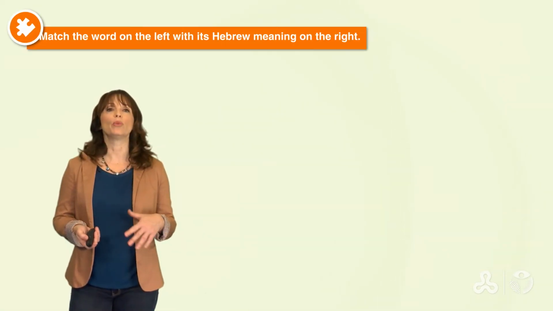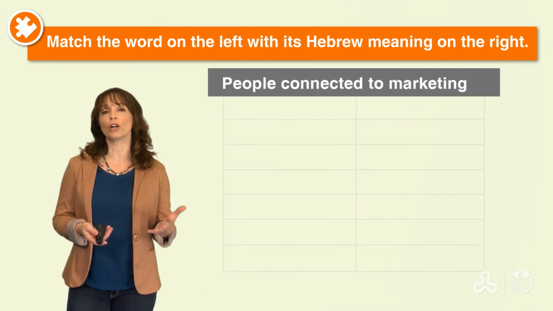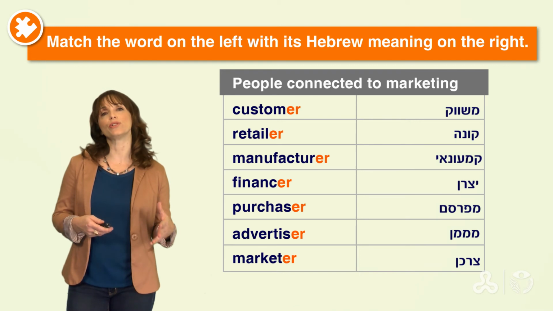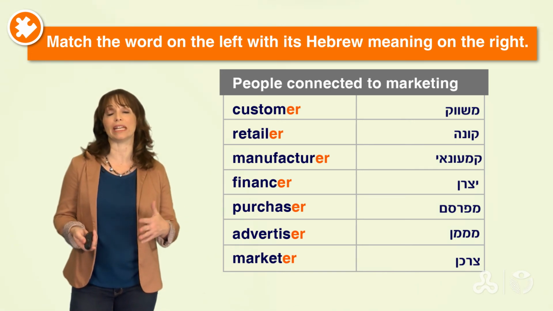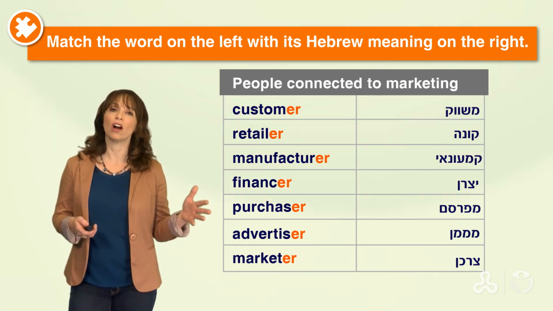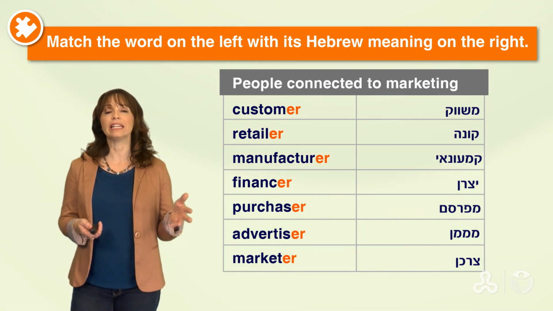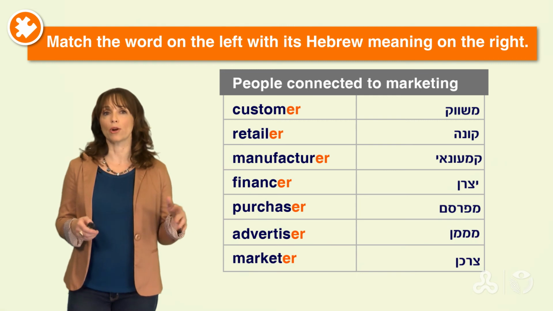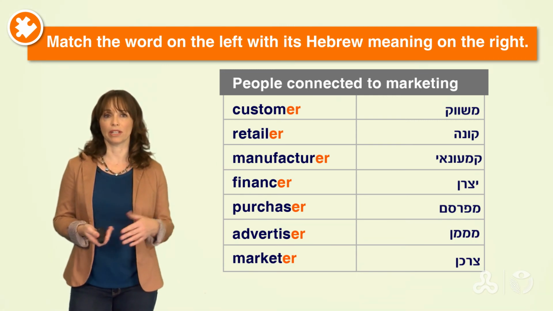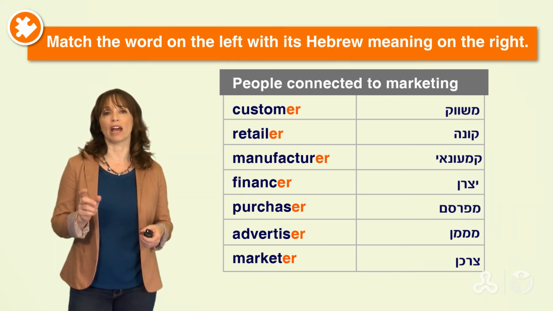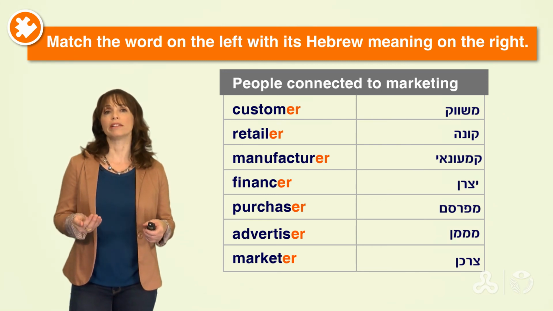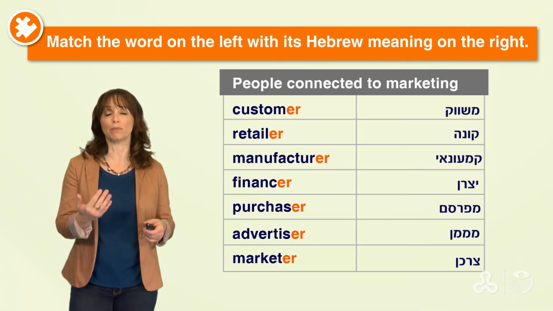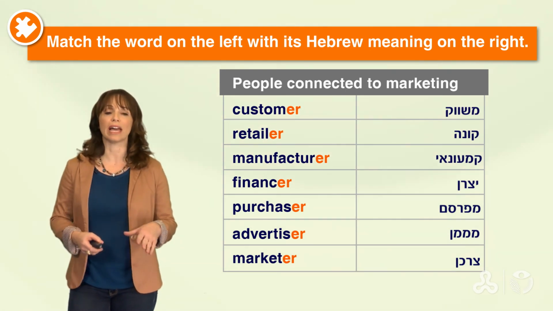So let's continue with other words that we will see in the text, and it's important to understand their meaning before we continue reading. Okay? Now what we have here on the left is a list of all of the words that are connected to marketing, okay, or to people that are connected to marketing. Now if you notice the ER at the end of each word, ER tells me that this is the person who is doing the actions. האדם שמבצע את הפעולה.